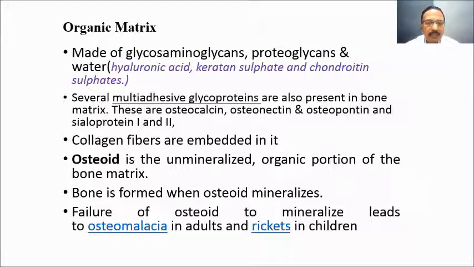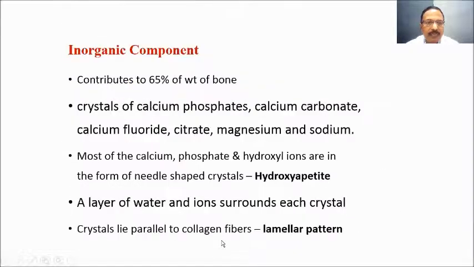They are under the influence of various vitamins and hormones. So once there is a deficiency of such vitamins, then it will lead to osteomalacia in the adult or rickets in the children, which we will study later. So what are the inorganic compounds of the bone tissue?